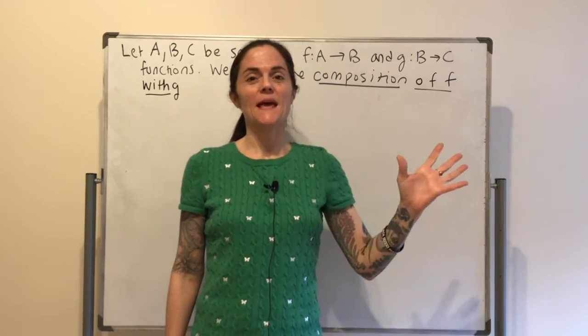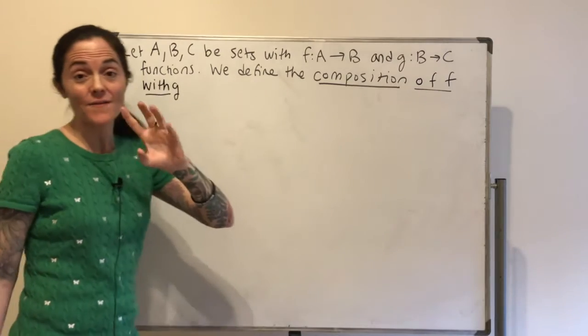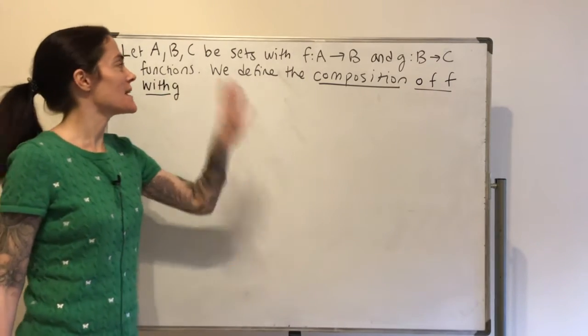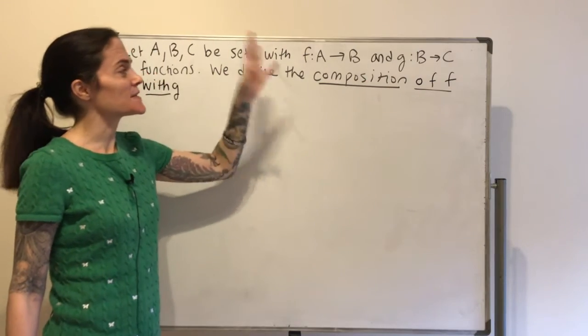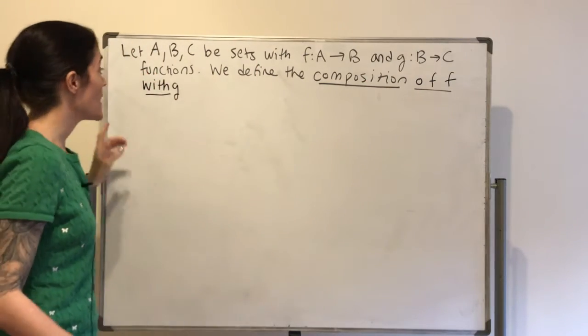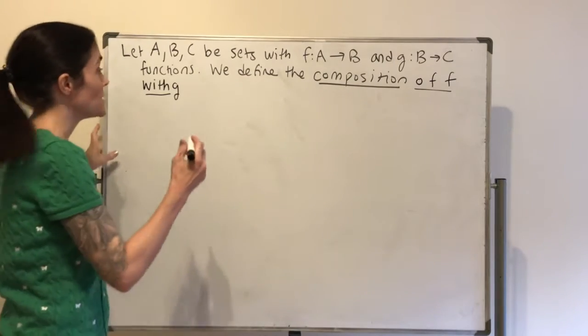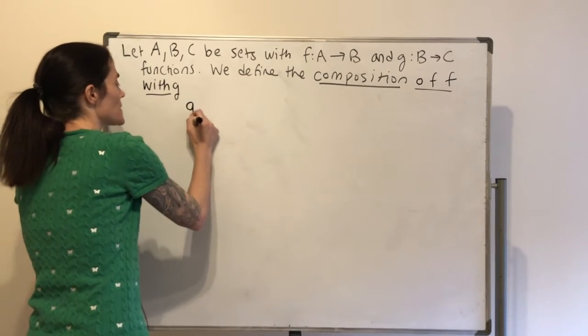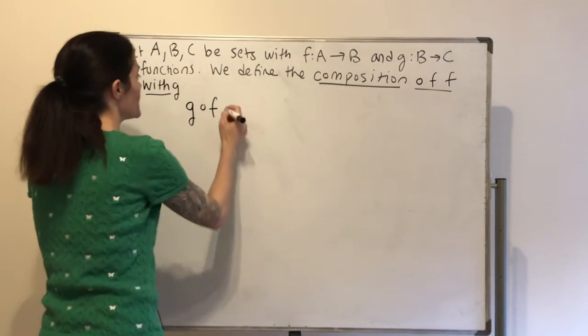Let's begin today by discussing function composition. So we have sets A, B, and C. F is a function from A to B. G is a function from B to C. And then we define the composition of F with G. This is written this way. This is read "G compose F."